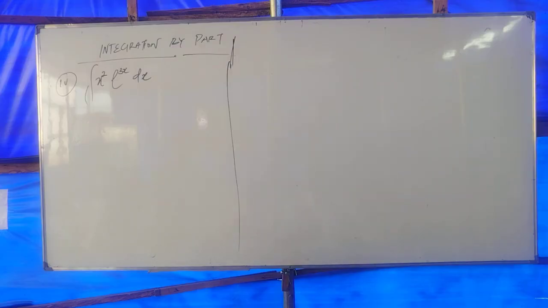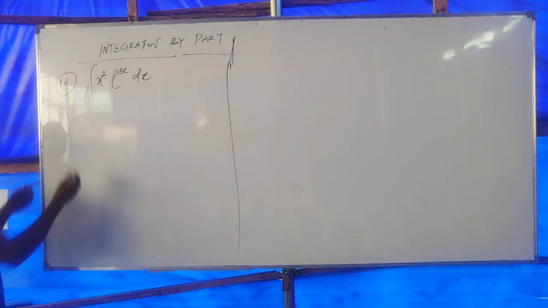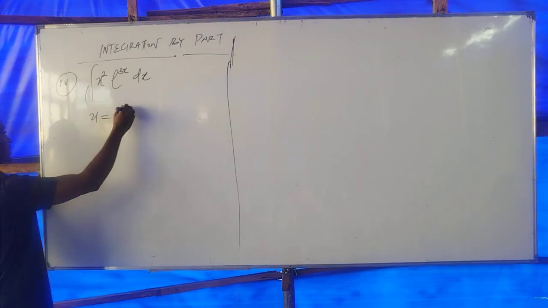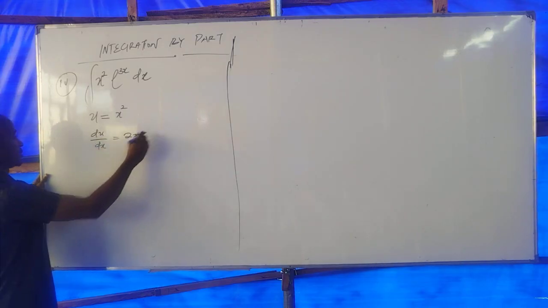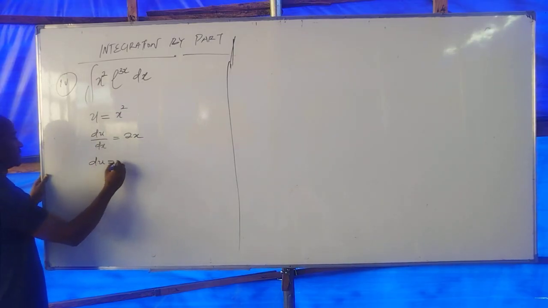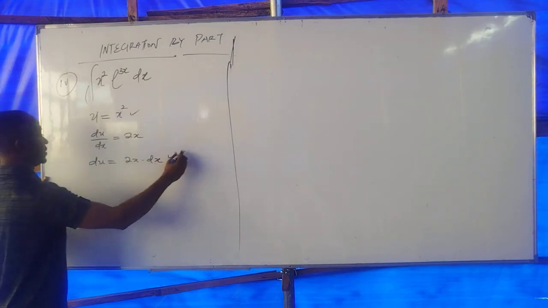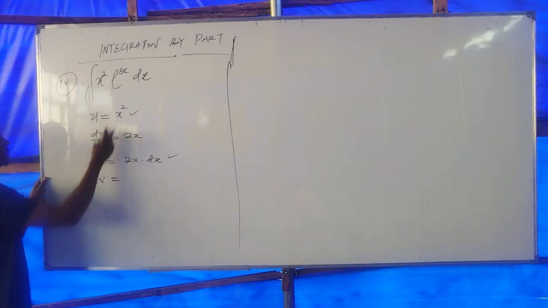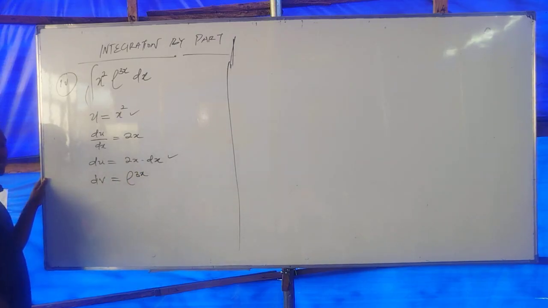Alright, the next example, example 4: the integral of x squared exponential 3x dx. In the order for u, what's our u? x squared, right? Isn't that so? So our u is equal to x squared. That means du/dx will give us 2x, right? If du/dx is 2x, what is our du? It is 2x dx. We have gotten our u and our du. Let's find our dv. Our dv is exponential 3x.